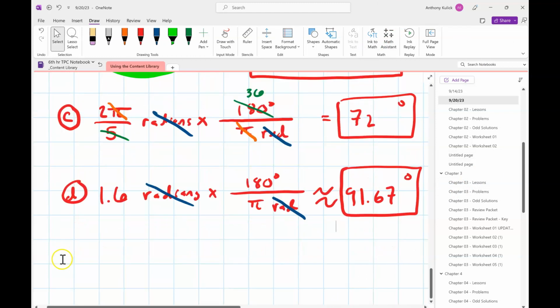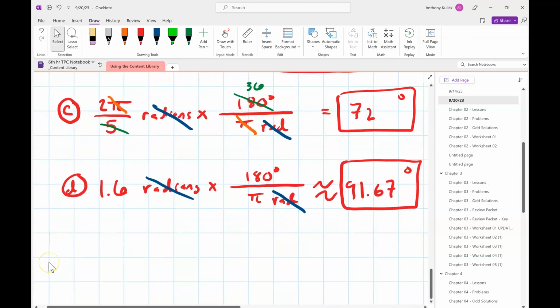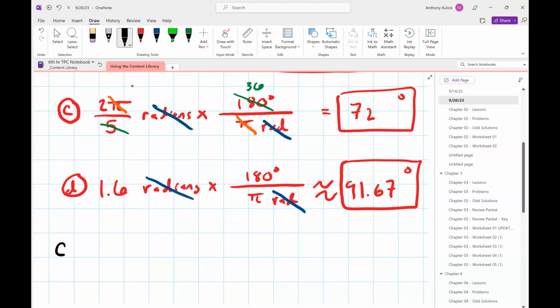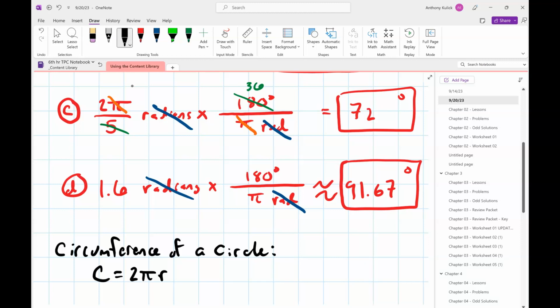So let's now talk about the circumference of a circle. We should remember that the circumference of a circle is 2 pi r, right?